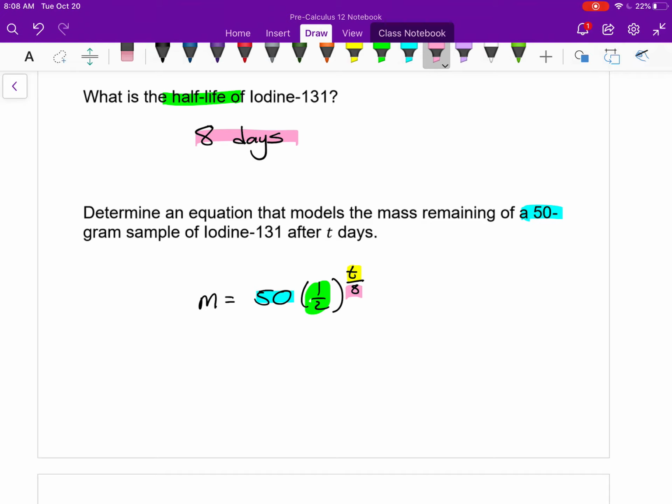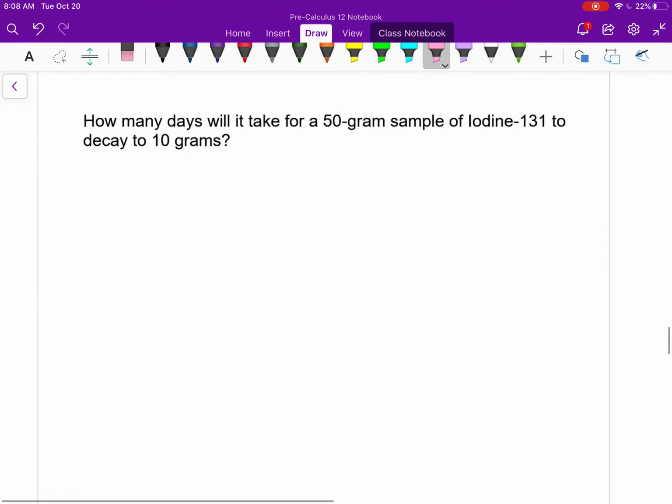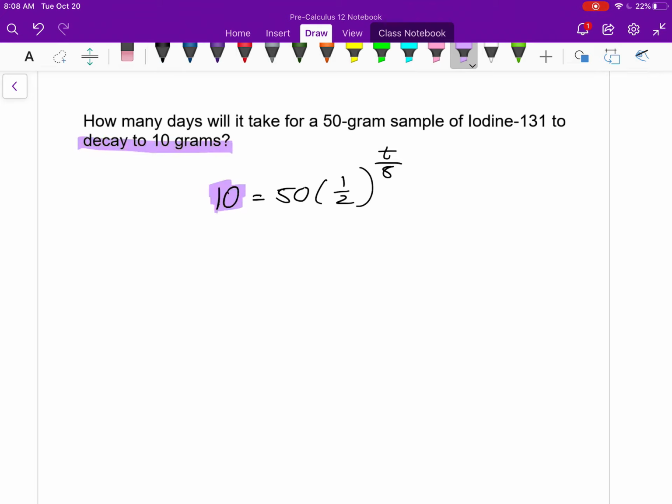All right, I apologize for those mistakes from before. That said, the last question is using this. Now that we have this model for the mass of iodine-131 after any number of days, how long will it take for the mass, that 50-gram sample, to go down to 10 grams? Which means I want to make 10 equal 50 times 1/2 to the t over 8. So how could we solve this? Well, one thing you could do is divide both sides by 10, or divide both sides by 50.